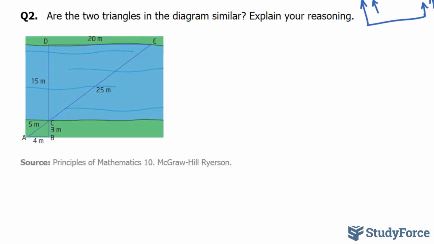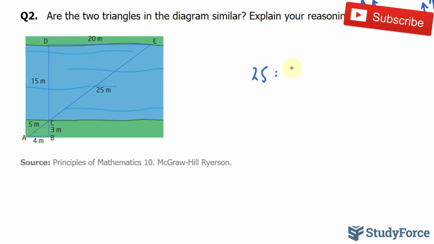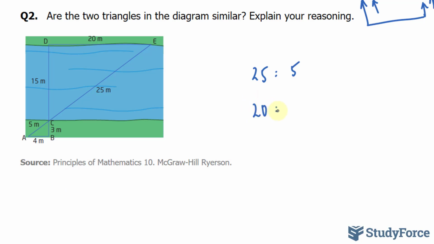Here we're asked, are the two triangles in the diagram similar? Explain your reasoning. Triangles are similar if their lengths are proportional. And if their lengths are proportional, that means their angles are all the same. With that being said, take a look at this line relative to this line. The length here is 25 and the length here is 5, so we have a ratio of 25 to 5. This side and this side can also be compared. We have 20 to 4.